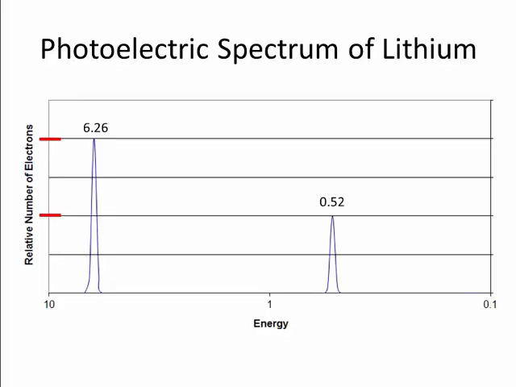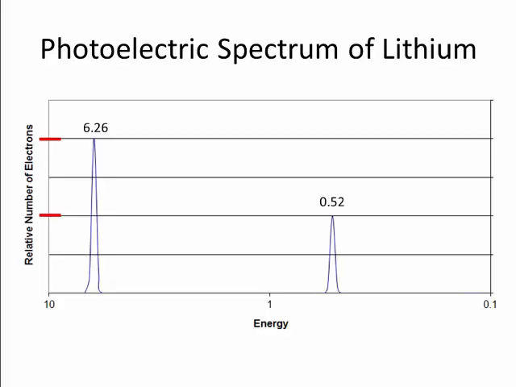Take notice of two features of the x-axis. First, it is in descending order. I'll explain why in just a minute. Not so obvious is that the x-axis uses a log scale. That's why the peak labeled 6.26 megajoules per mole is much closer to 10 than it is to 1.